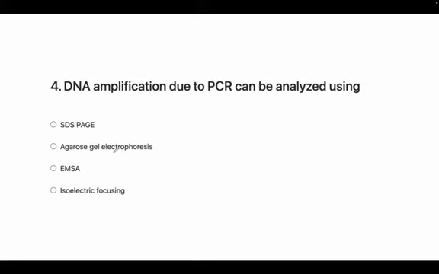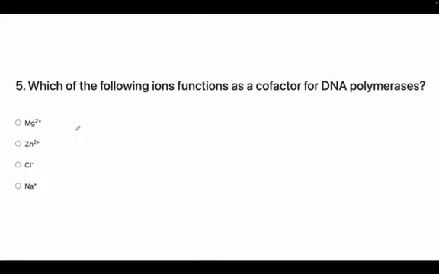DNA amplification due to PCR can be analyzed using agarose gel electrophoresis. We just run it on an agarose gel to check the size of the amplified product. It should match our expected size of the region between the two primers. If it doesn't match, that means there is some error in your primer design. Which of the following ions function as cofactor for DNA polymerases? We know that we have to supplement magnesium in the PCR reaction because it is providing a cofactor for the polymerase.